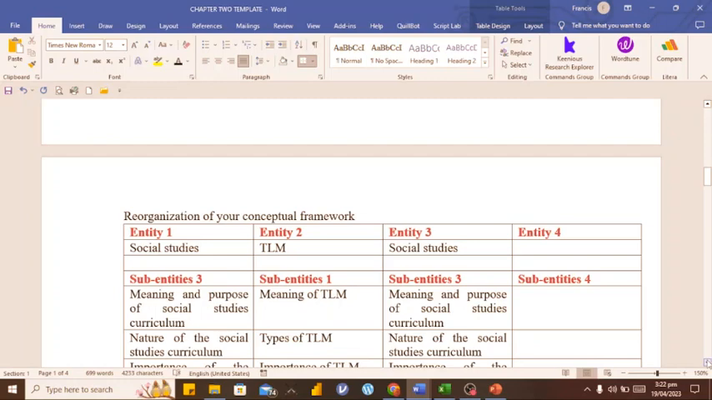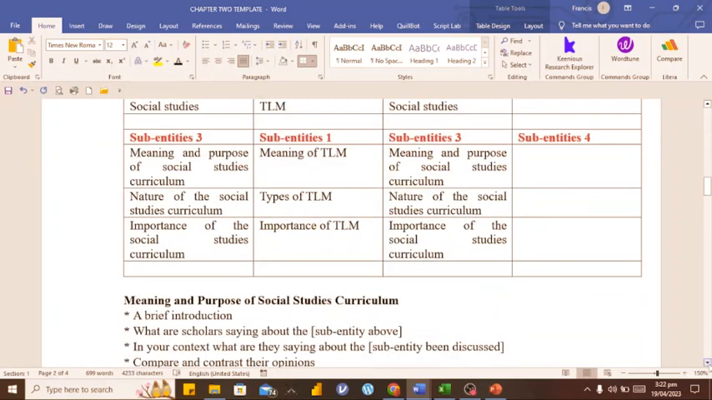So I think I have to make social studies the first thing that I will talk about. Then the second thing will be TLM. Then the third thing will be student interest. So I have reorganized my conceptual framework. This is how you take it. The first thing is that you are going to talk about the meaning and purpose of the social studies curriculum. So you write the meaning and purpose of the social studies curriculum.